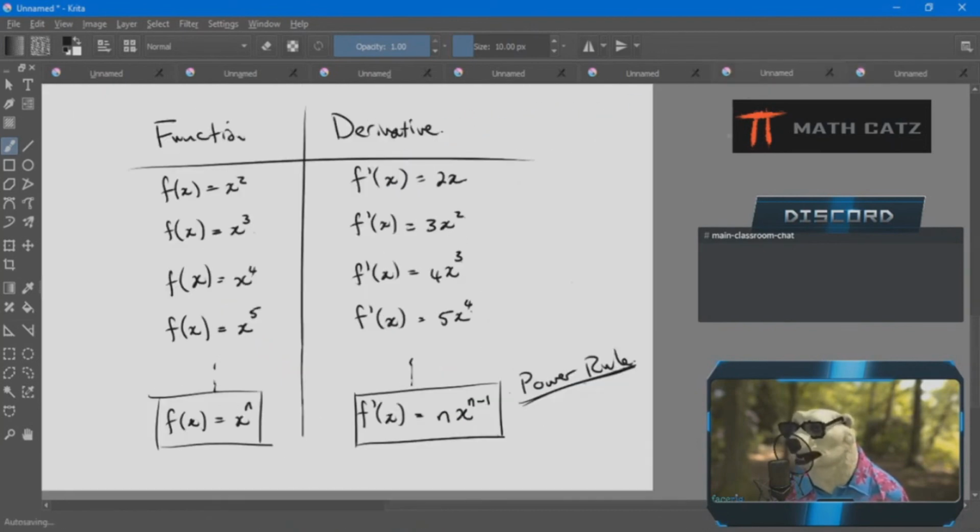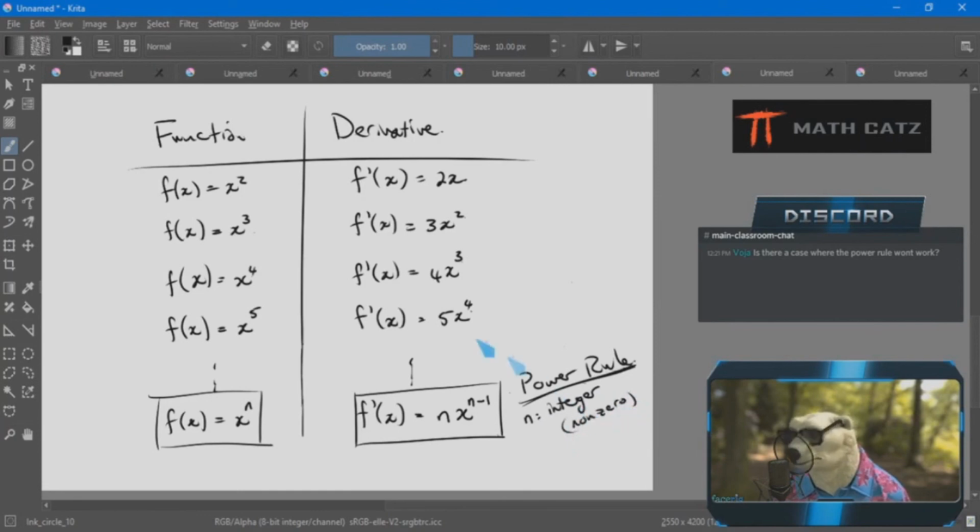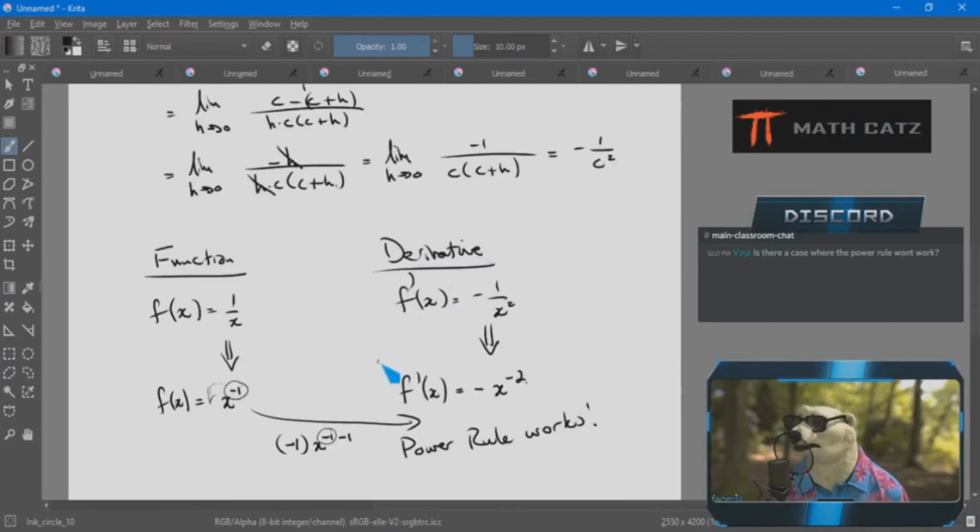So now I can go back and update this. Power rule works for n being any integer, positive or negative. Of course, not 0, right? That would make no sense. I wouldn't have a function then of the same type. So it could be positive integers. It could be negative integers.